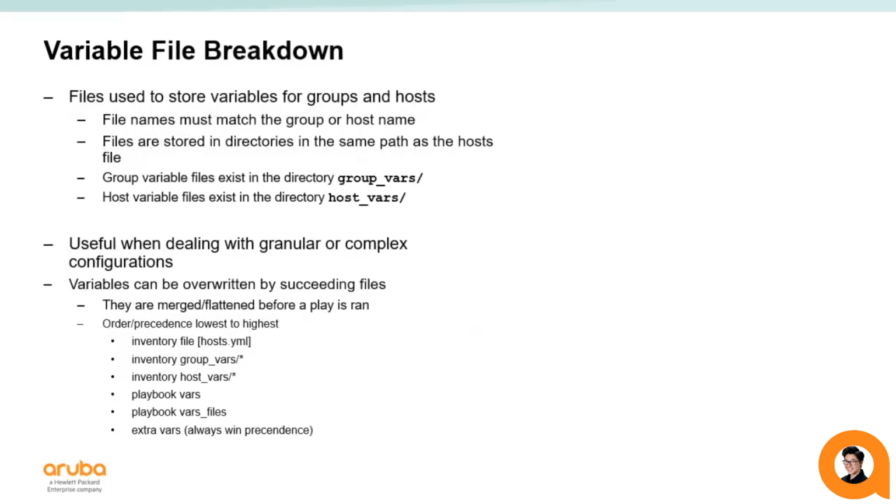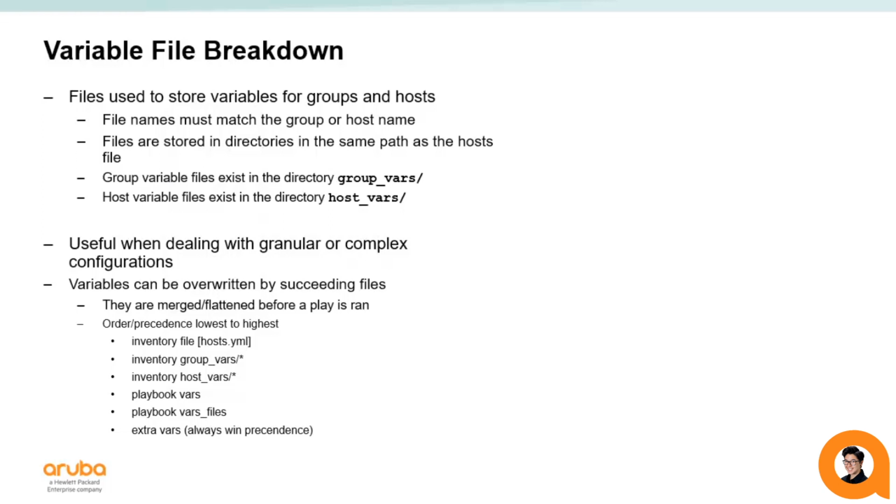To keep your inventory and playbooks as neat and tidy as possible, it is recommended to define group and host variables in individual files, and these are called variable files. For group variable files, create a directory named group_vars, and for host variable files, we want to create a directory named host_vars. The files stored in these directories are always YAML formatted and only contain variable definitions. Always be sure that the name of the files match the host or group name that they belong to.